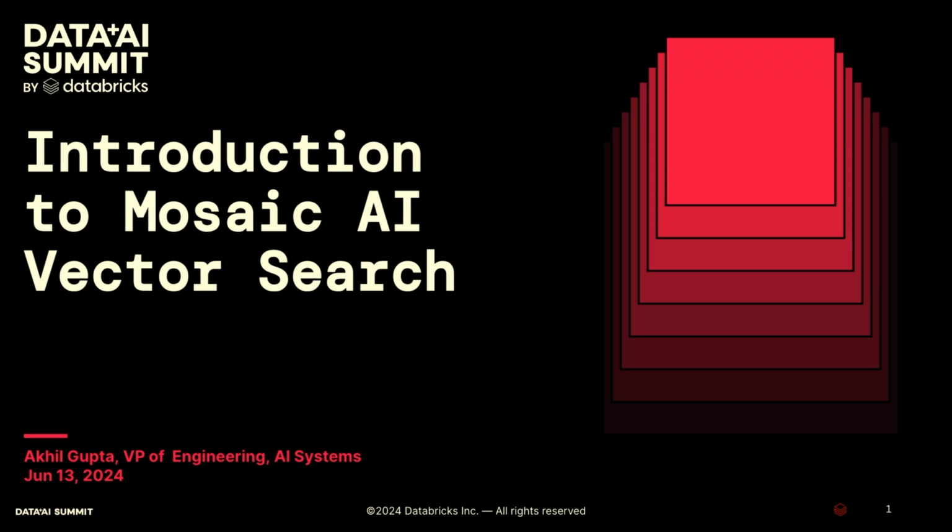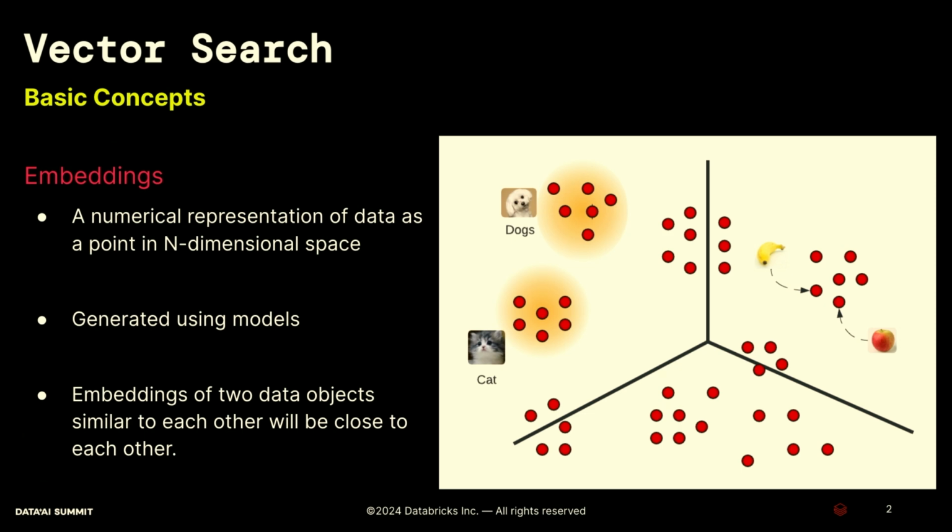In the next 40 minutes, I'm hoping to spend a bit of time to talk about Mosaic AI Vector Search, a new product offering that recently went GA, and show you how you can use that to build some really cool Gen AI applications. Before we get into that, I thought it would be good to just go through some of the basic concepts about vector search, things that anyone who wants to use vector search for Gen AI applications should know about. Most of you probably are already familiar with it, but I thought it would be useful to just do a bit of a refresher course.